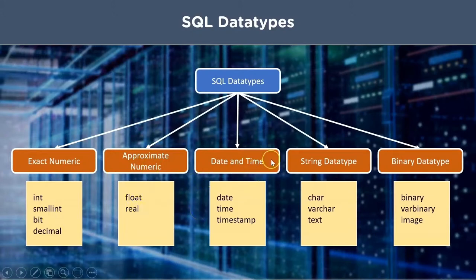Then we have some date and time data types such as date, time, timestamp and others. Then we have string data type, which includes char, varchar and text. Finally, we have binary data types, and binary data types have binary, varbinary and image.